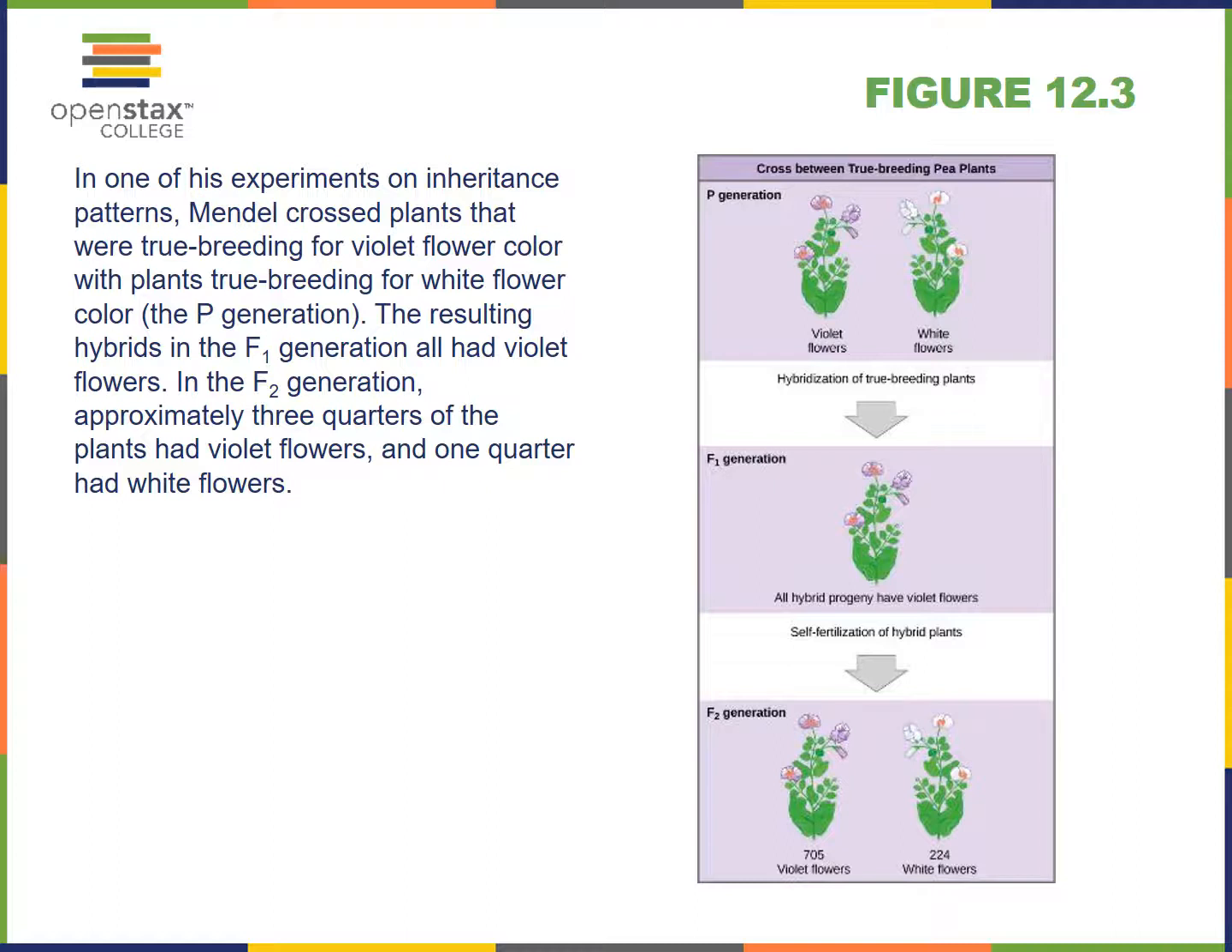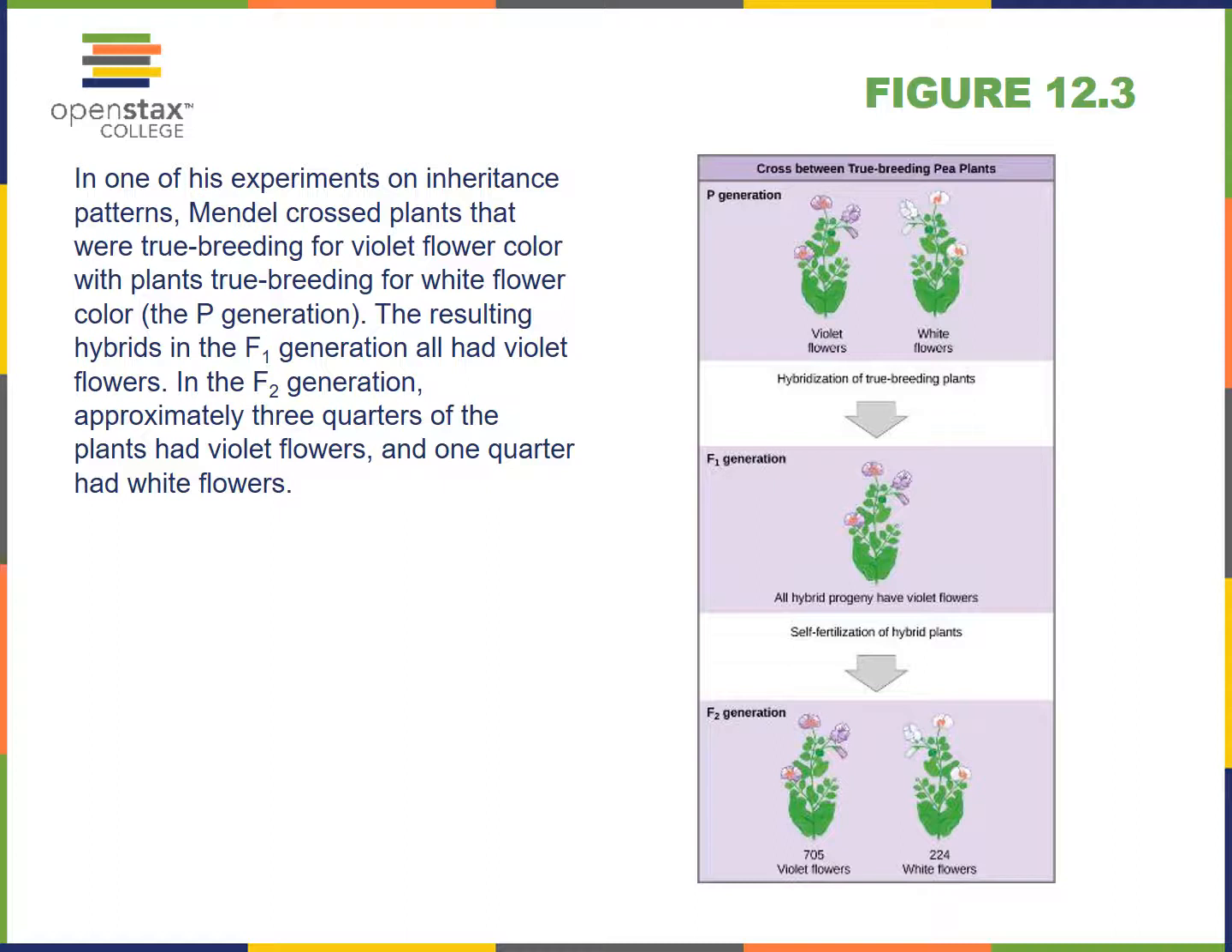So for flower color, he saw purple flowers or white flowers. For flower position, the terminal trait is where the flower is at the very end of a stem, and the axial trait is where it's not at the end, basically. For plant height, the characteristic, the two traits he saw were tall or short.